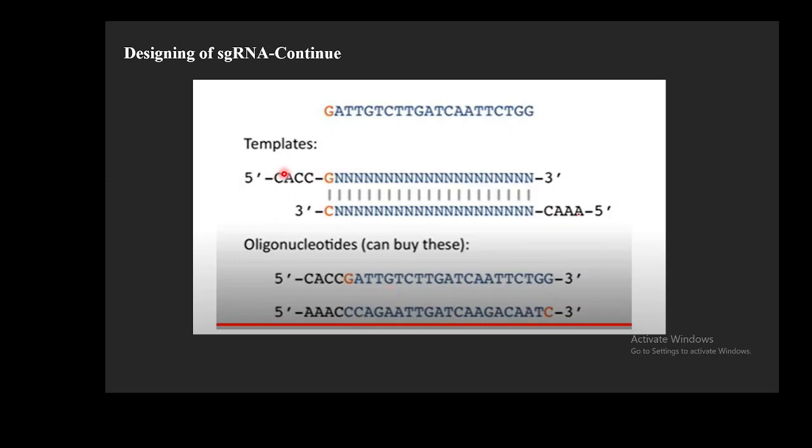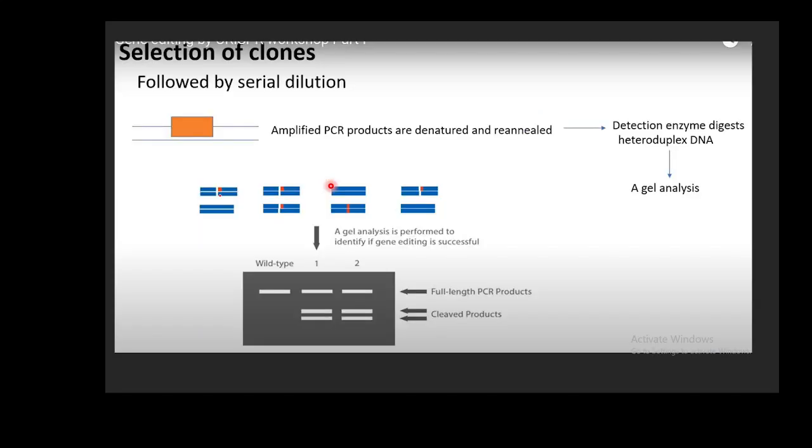And if you are using the vector that contains the U6 promoter, it's better to add the G nucleotide at the 5 prime position. Okay, so that's how the software also designs the sgRNA.